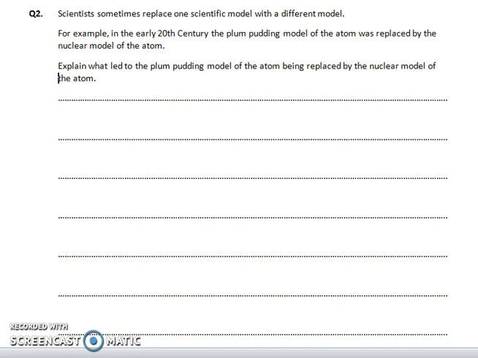So the plum pudding model is where there is a solid mass with an overall positive charge with negative electrons dotted through it. That was J.J. Thomson that came up with that when he discovered the electron.